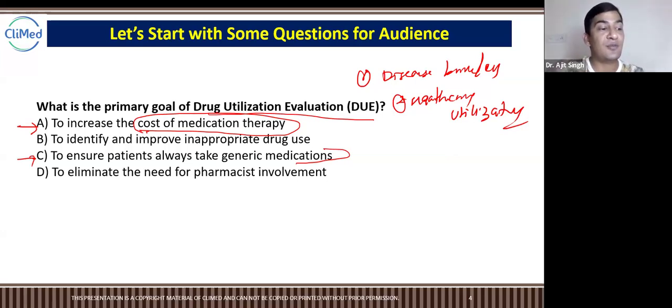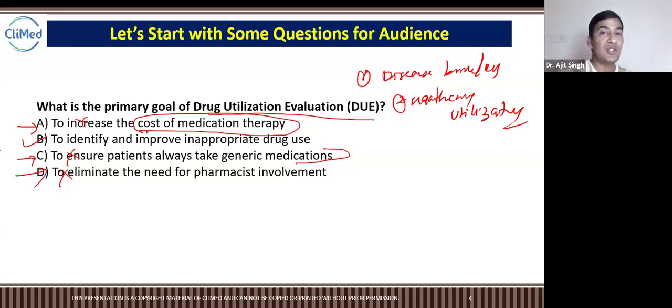by the pharmacist, from the pharmacist. DUR is being done by the pharmacist, created by the pharmacist, and they are the primary stakeholder in DUE or DUR studies, right? So definitely not at all. So these three answers are wrong, right? So the correct answer is to identify and improve the inappropriate drug use.